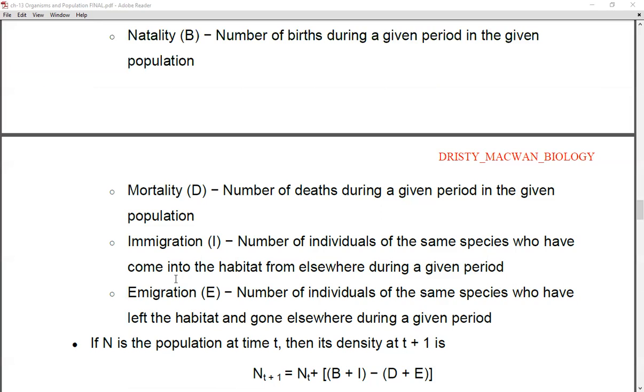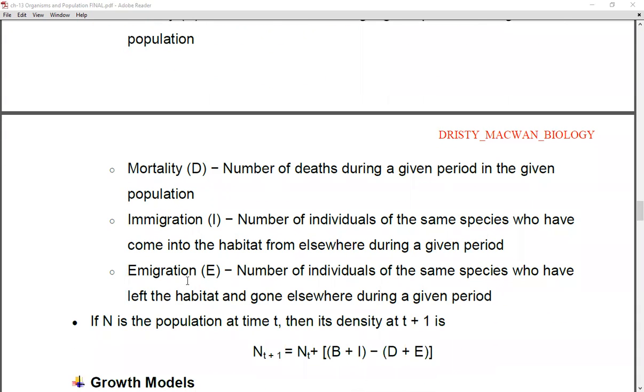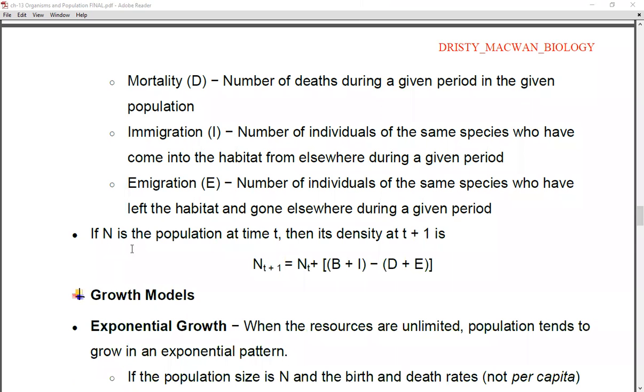Now, these are the four different types of reasons through which we can check how the increase or decrease in the population is taking place. That is natality, mortality, immigration, and emigration. So now if N is the population at time t, then its density at t plus 1 is equal to N t plus 1 equals N t plus B plus I minus D plus E. Through this equation, you can understand that capital N stands for the population and t stands for the time.